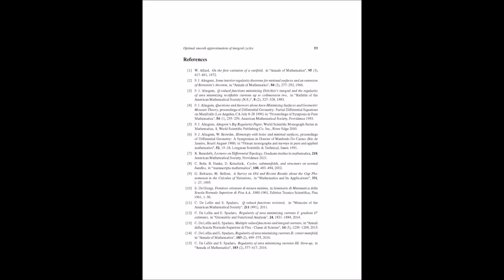Okay, so to the theorem itself. Now, I have to admit, when I first read it, my eyes kind of glazed over a little bit. Can you break it down for us? Of course. At its core, the optimal smooth approximation theorem says that any integral cycle T in an oriented Riemannian manifold M can be approximated in flat norm by an integral cycle in the same homology class, which is a smooth submanifold sigma.